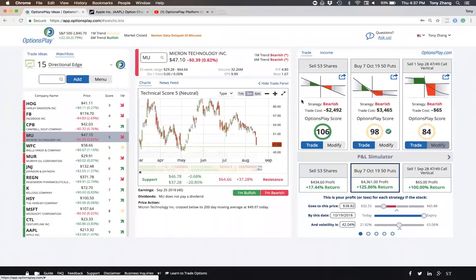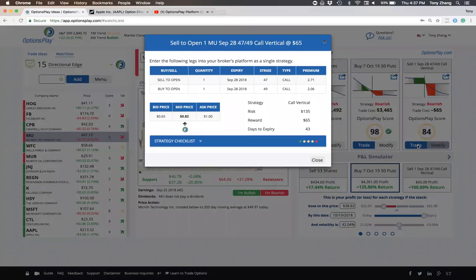And lastly, if you're looking at a trade and you want to place that trade, you can simply hit the trade button, and we give you all the information in order to enter this trade into your broker's platform. This is designed so that you can trade these strategies at any different brokerage firm, and you have all the details as to how to enter that trade into your broker's platform.